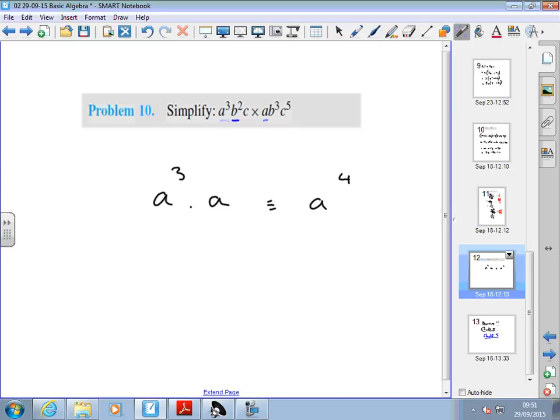Similarly, I can multiply b squared by b cubed. I can replace that by b to the power 5. And c times c to the power 5 is c to the power 6. So all this simplifies down to a to the power 4, b to the power 5, c to the power 6. Using what we'll see is the first law of indices: when the numbers that are multiplying together have the same base, a, b or c, I can add the powers. And that works if the numbers are fractions or if they're negative numbers.